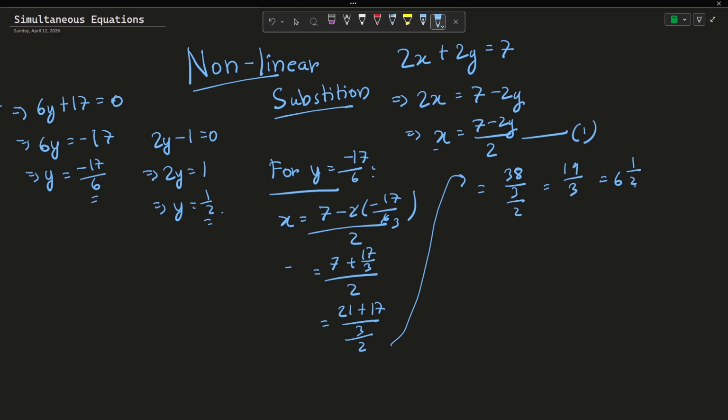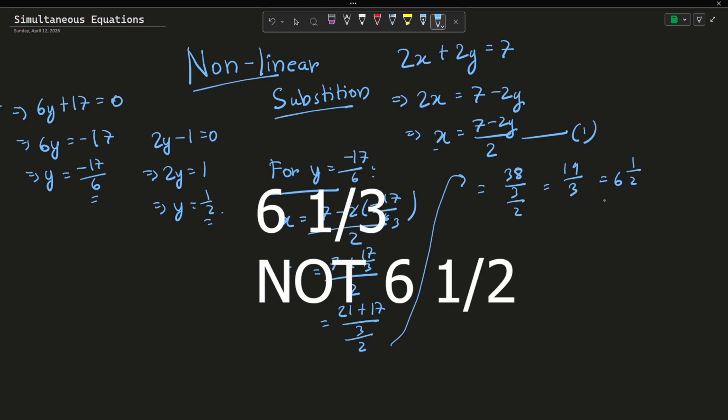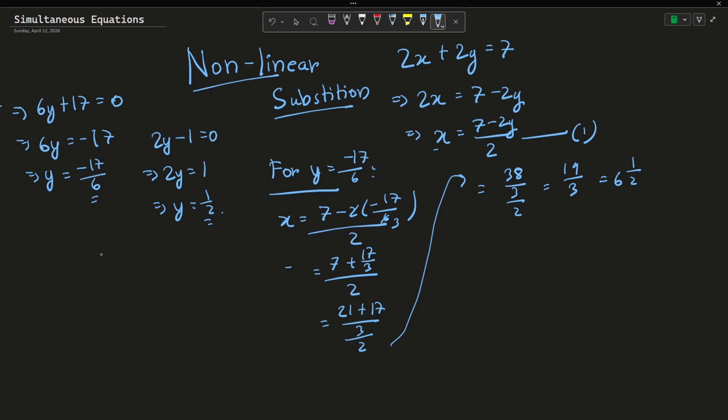All right, so as you can see, we have found the corresponding value of x for the corresponding value of y. So in our answers, the first set of x and y values is x is 6 whole 1 by 3, and for y it will be minus 17 by 6.